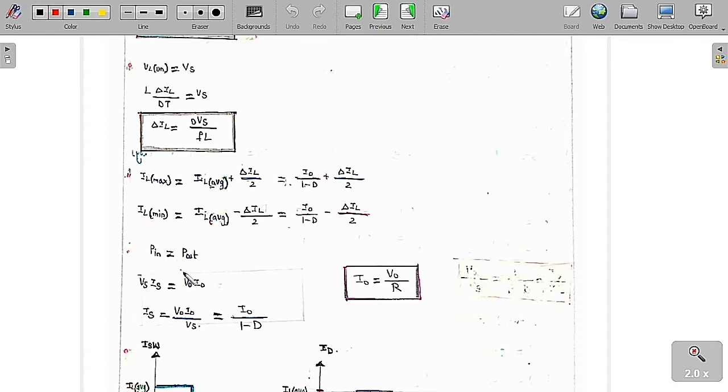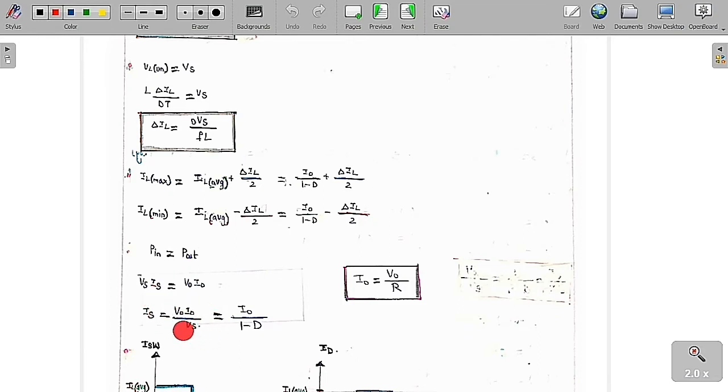I have already told you that the input power is equal to the output power, because all the devices we have assumed are ideal and lossless, meaning they are not going to consume any power. So input power, Vs average into Is average, is equal to V naught average into I naught average. Vs average is Vs and Is average is Is, because it's a DC supply. So Vs into Is is equal to V naught into I naught, therefore Is is equal to V naught I naught by Vs.